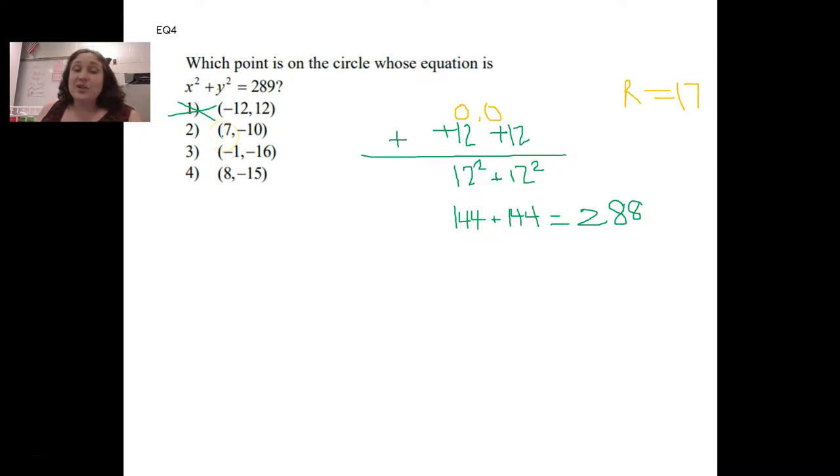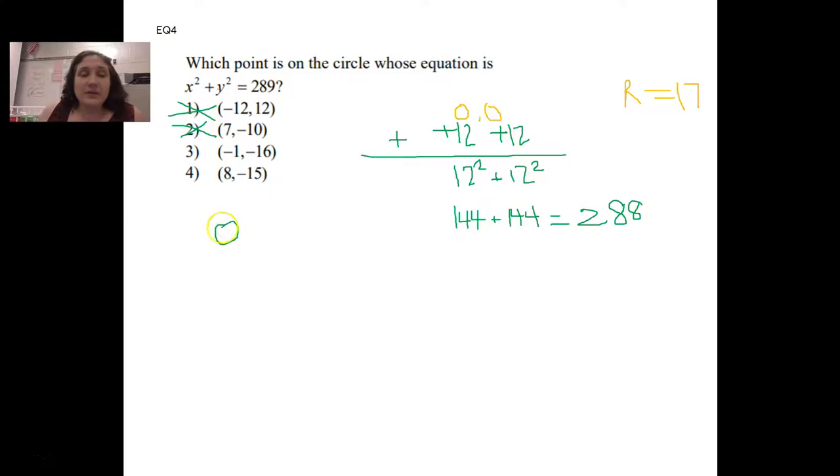Now, here is a trick. Because if the numbers were 12 and 12, it's not the possible answer, we know it also can't be choice 2. Because choice 2 is 7 and 10, which is less than 12. So it can't be choice 2. It could be this one. So let's look at choice 3.